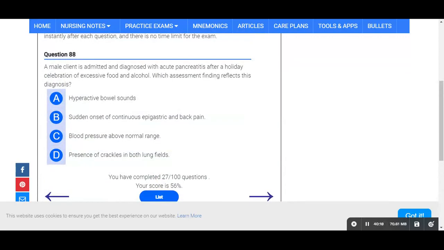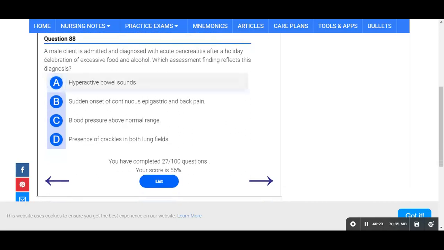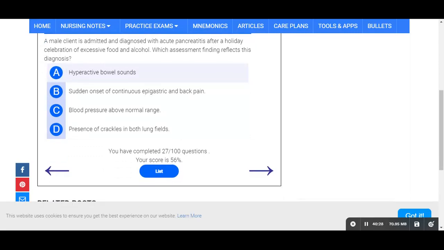A male client is admitted and diagnosed with acute pancreatitis after a holiday celebration of excessive food and alcohol. Which finding reflects this diagnosis?